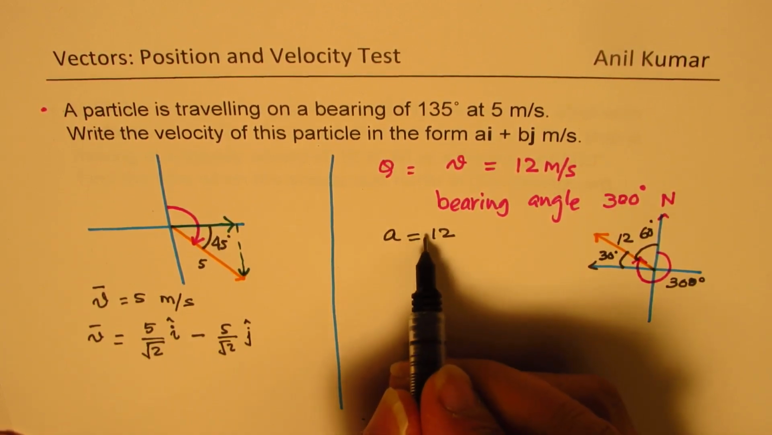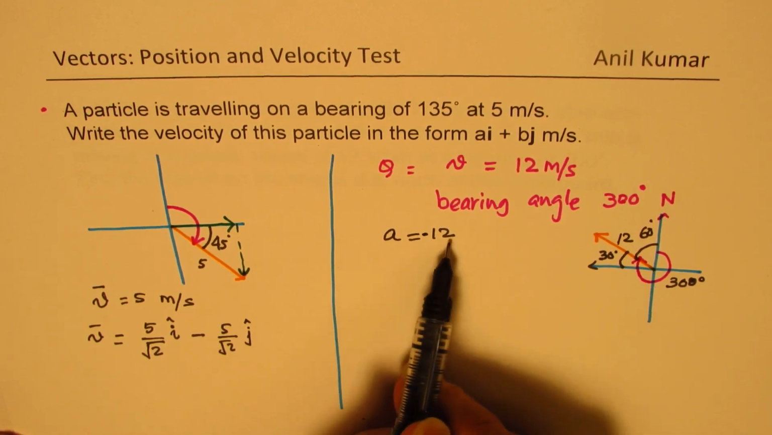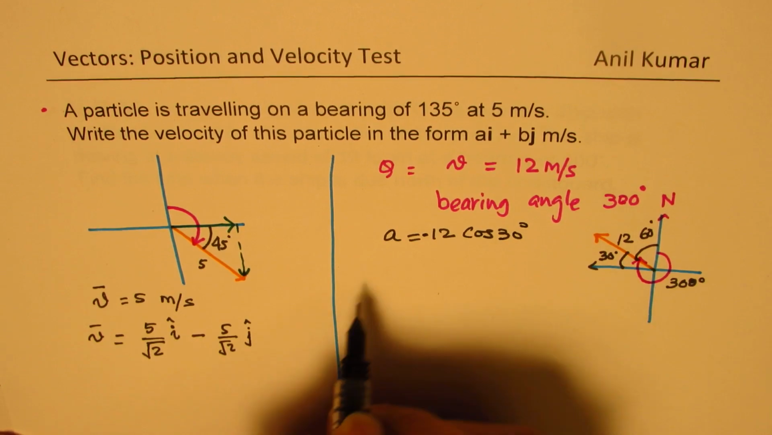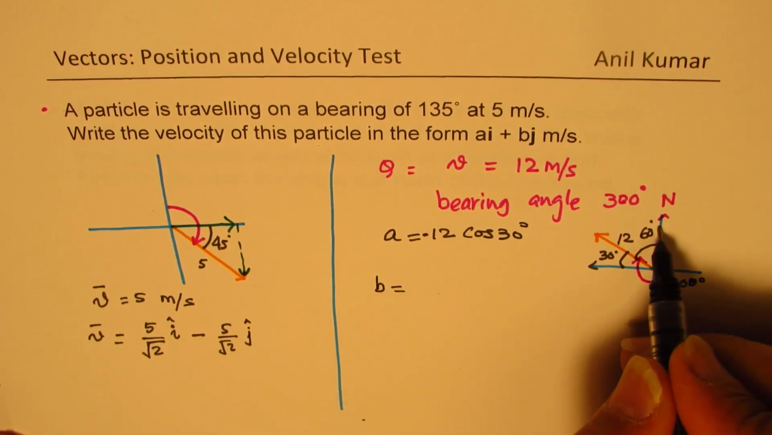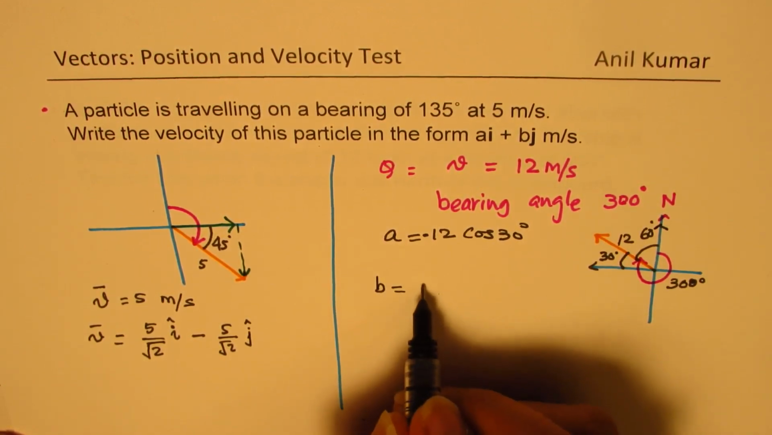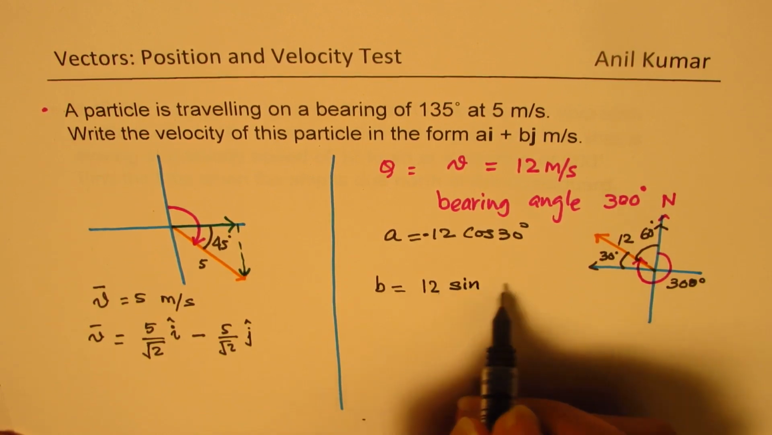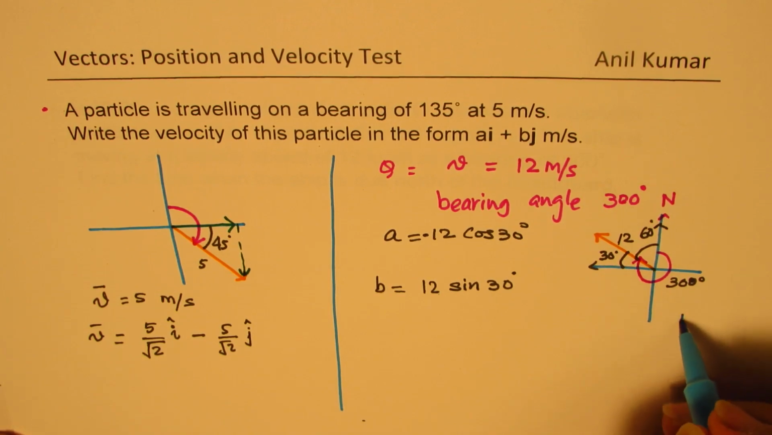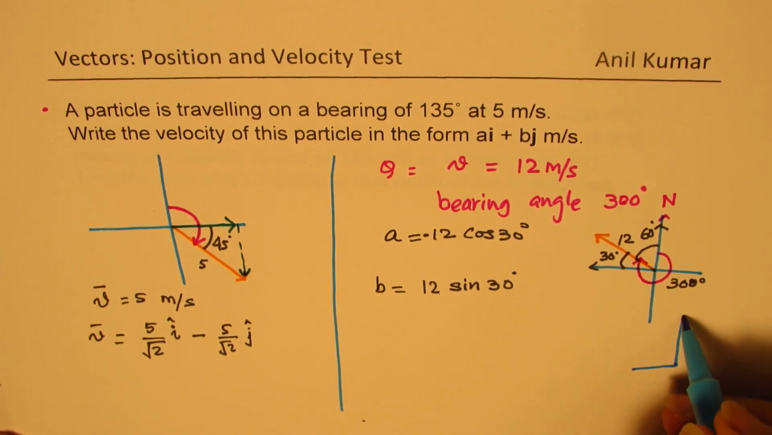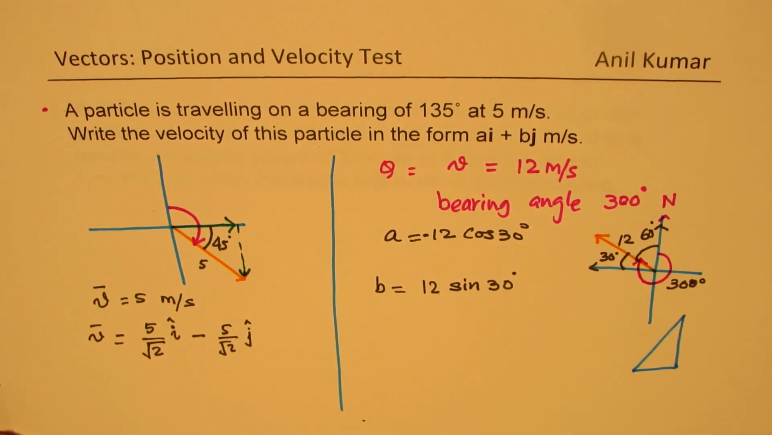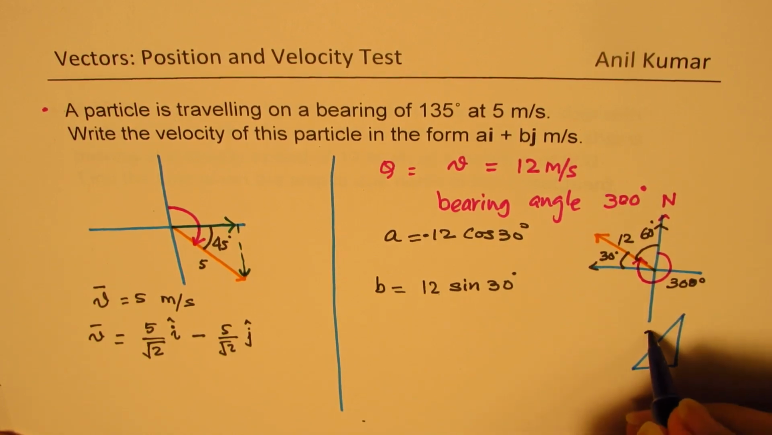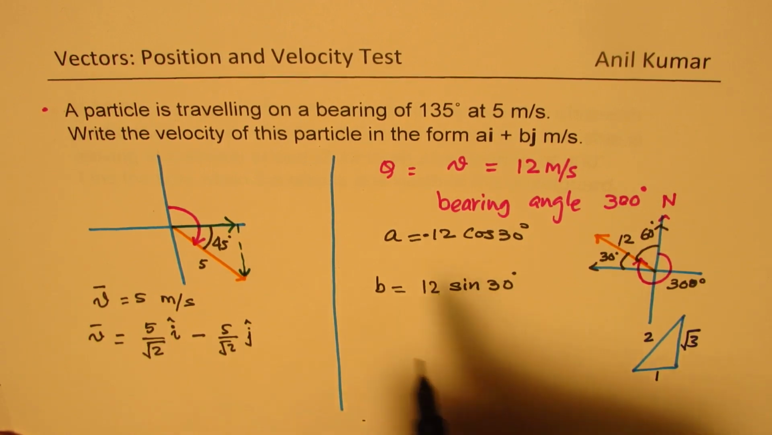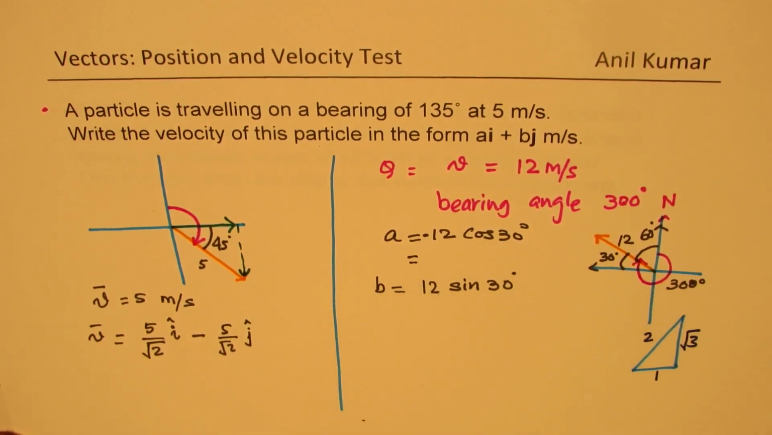So the i component here will be negative. So a is negative 12 cos of 30 degrees, and b will be going upwards, positive 12 sine of 30 degrees. Clear? To find the sine and cosine, you can always use your special triangle where the sides are 1, 2, and square root 3, or you could use a calculator.